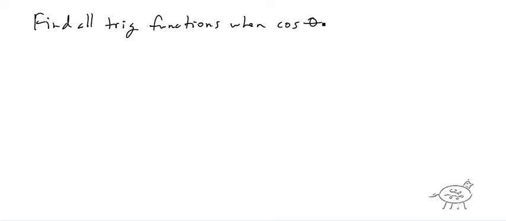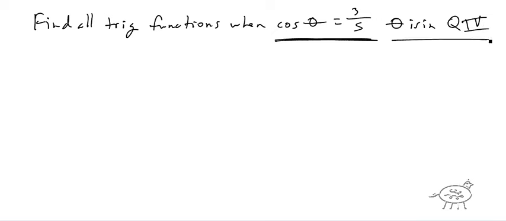Next type of problem is it's going to say find all trig functions. So find all trig functions when cosine of theta equals 3/5. And so that's an important part here. That's one part. And I have to also tell you theta is in quadrant 4. That's the second part. Got to have both parts. Because if it was just one part, cosine is positive in two quadrants, and you wouldn't know which one, you know, what the signs are.